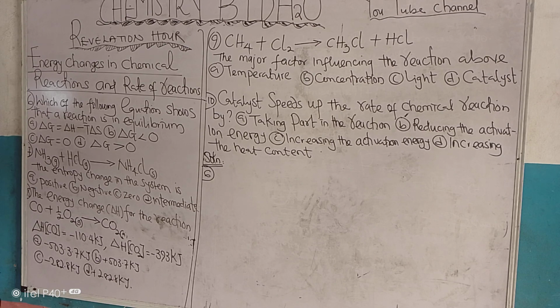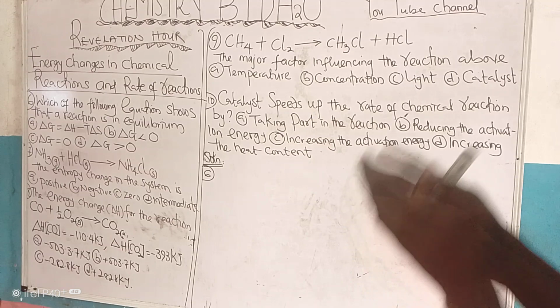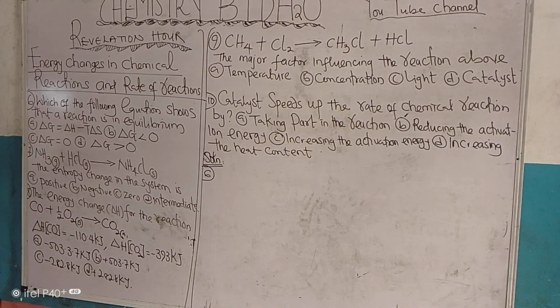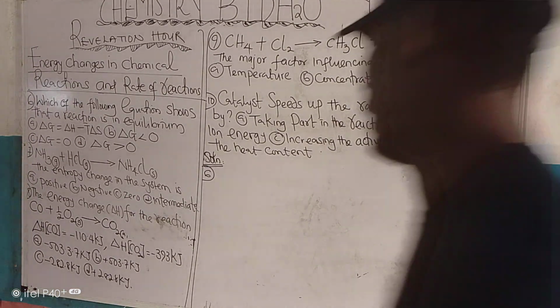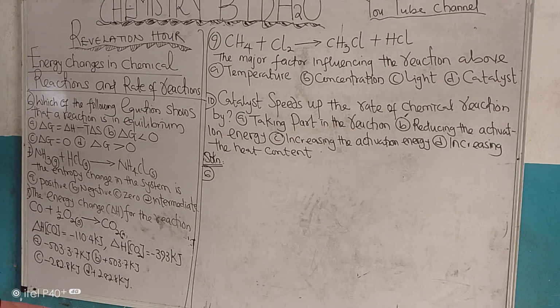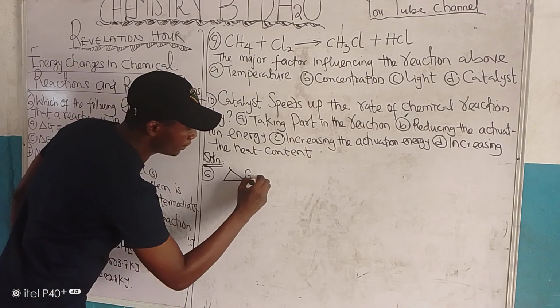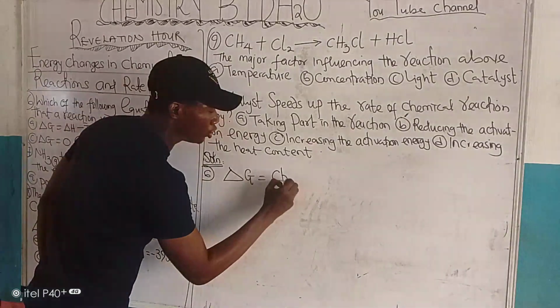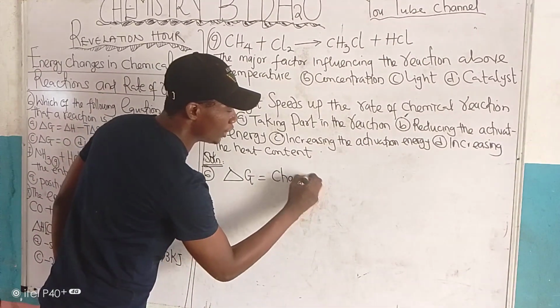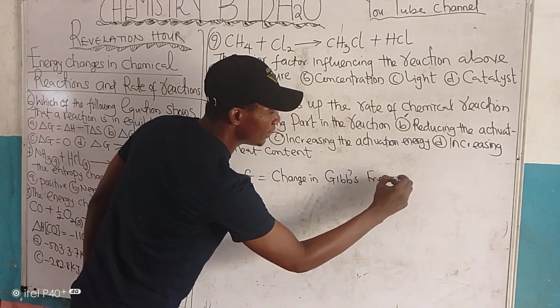Now, question number 6 is, which of the following equations shows that a reaction is in equilibrium? Remember, there's what we call the spontaneity of a reaction. And then we were told that this symbol here is called your change in Gibbs free energy.